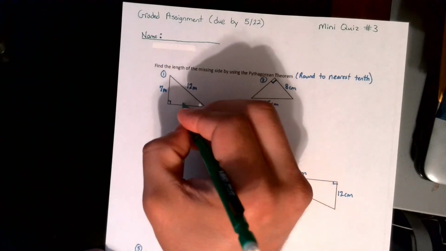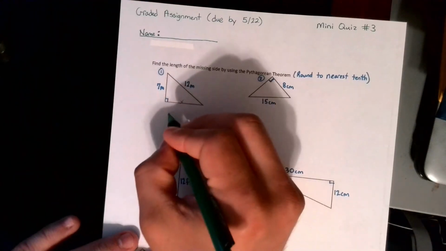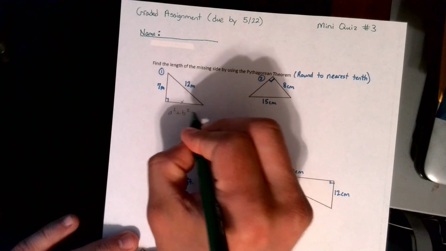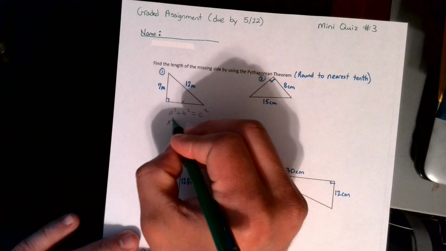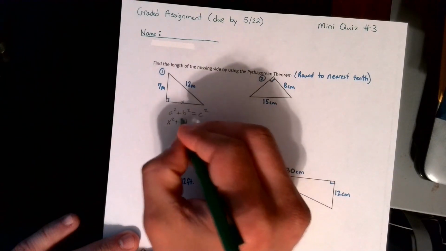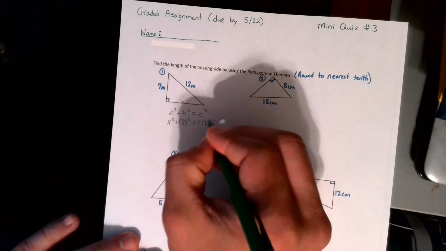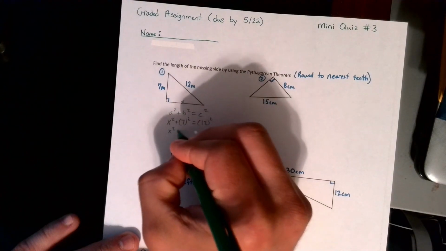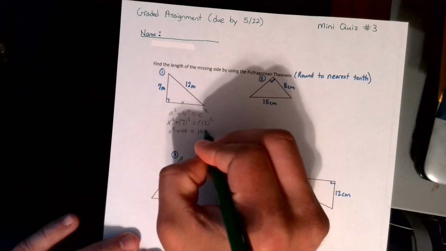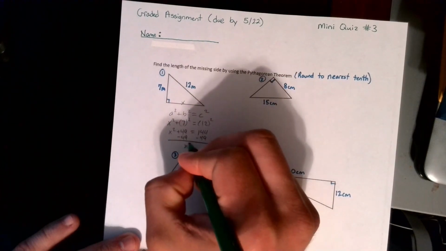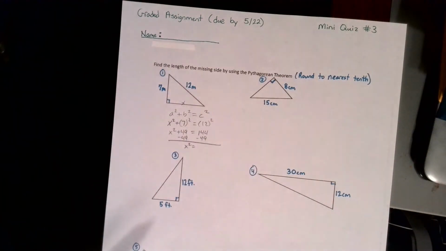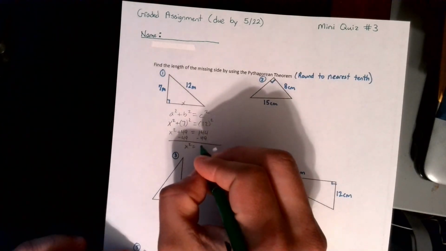This is a missing leg problem. If it's a missing leg, that's got to go in for a or b. So a squared plus b squared equals c squared. I'll just use the x there: x squared plus 7 squared equals 12 squared. We get x squared plus 49 equals 144. Subtract 49 from both sides. You get x squared equals, I believe that's 96. 144 minus 49. Oops, 95. Got to check that.